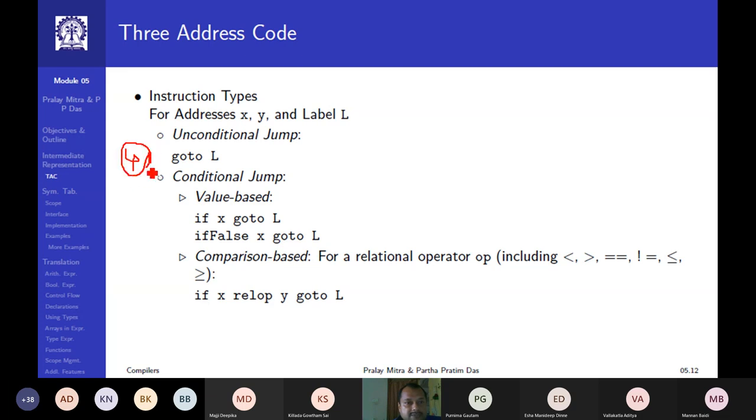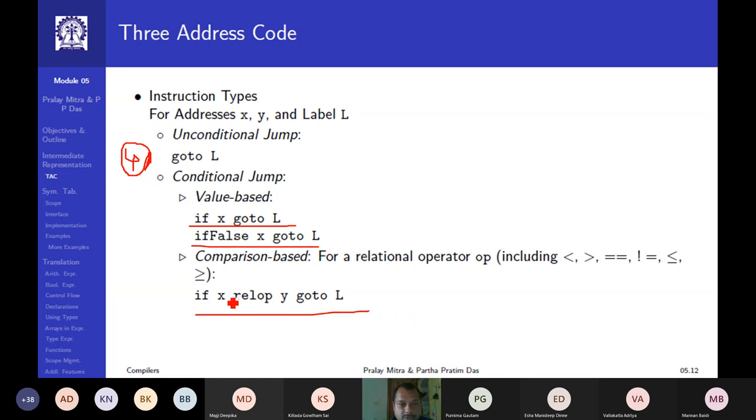Since unconditional jump is there, so conditional must be there. In the conditional, there are 2 categories. One is value based, another is comparison based. So value based says that if this value is true, then go, or if this value is false, then go. Another is that you compare these 2 values, and if it is true, then go. Okay, so 1, 2 and 3.